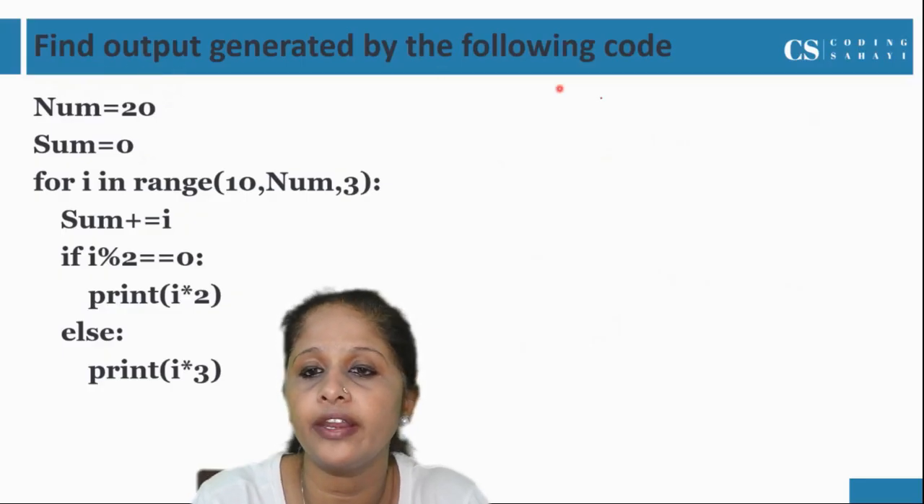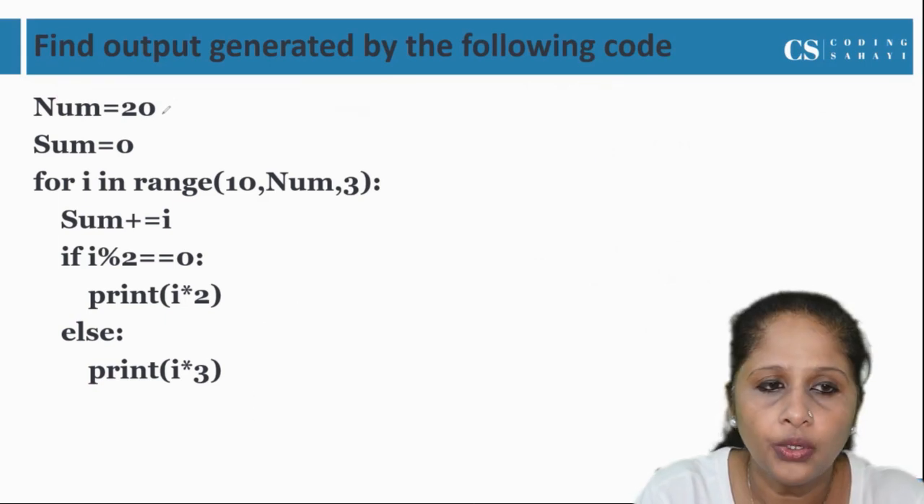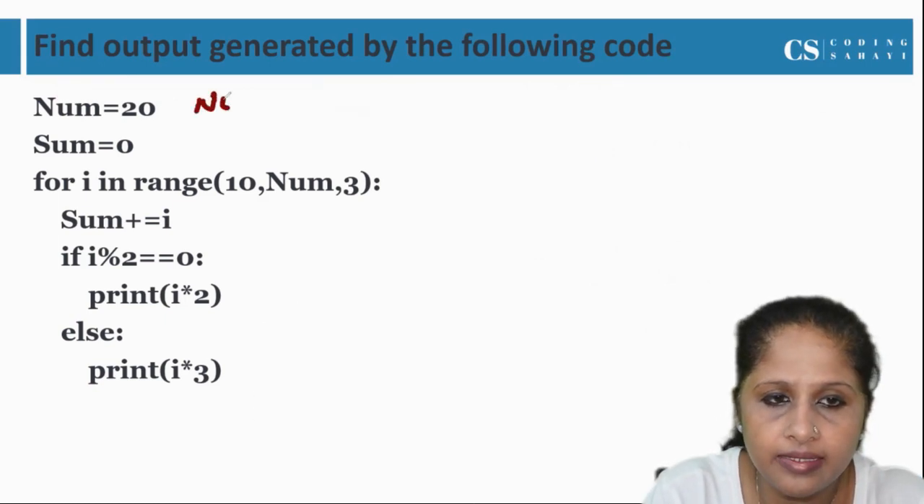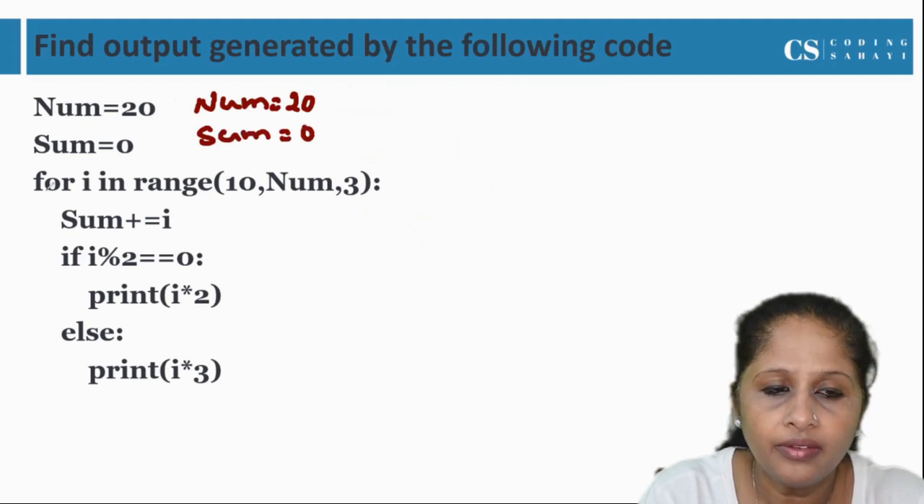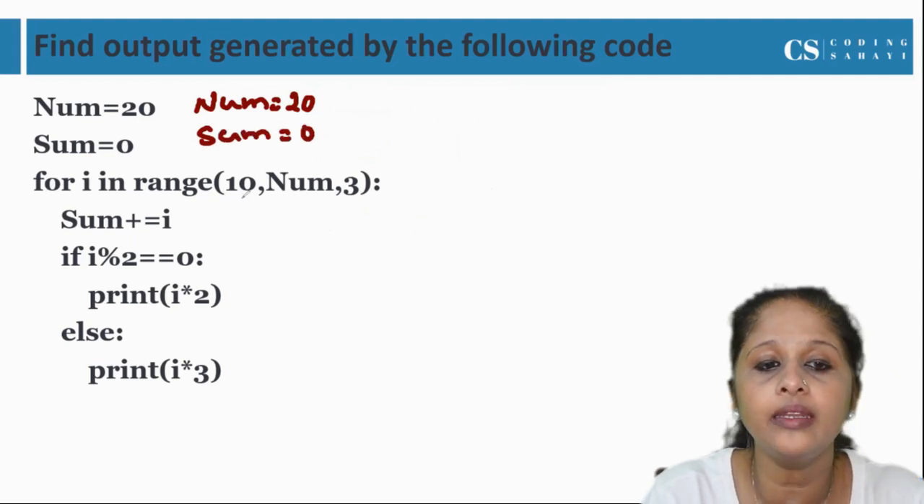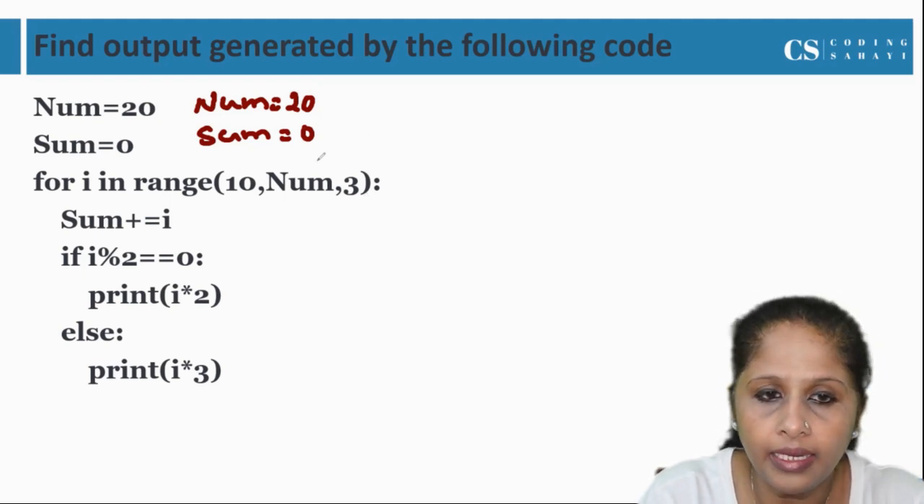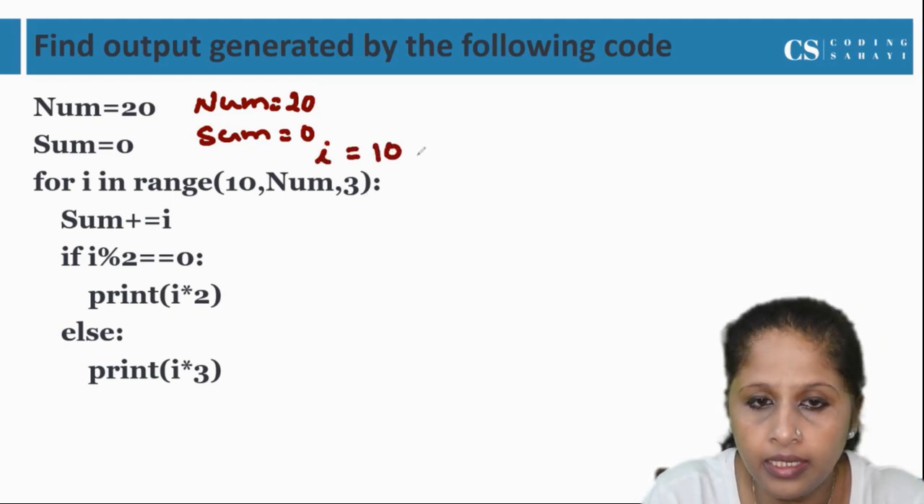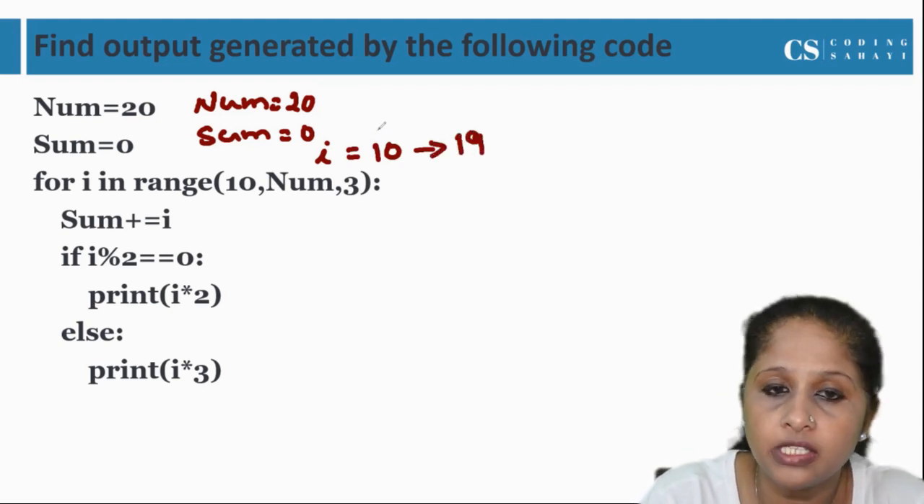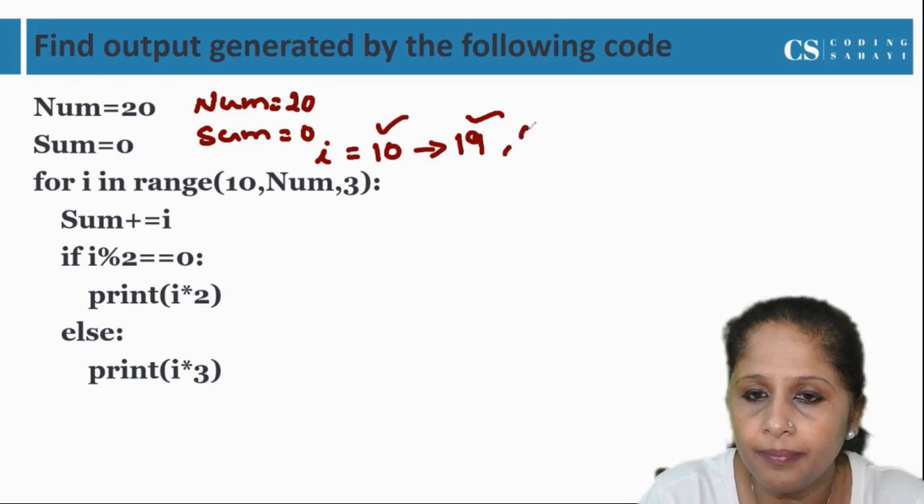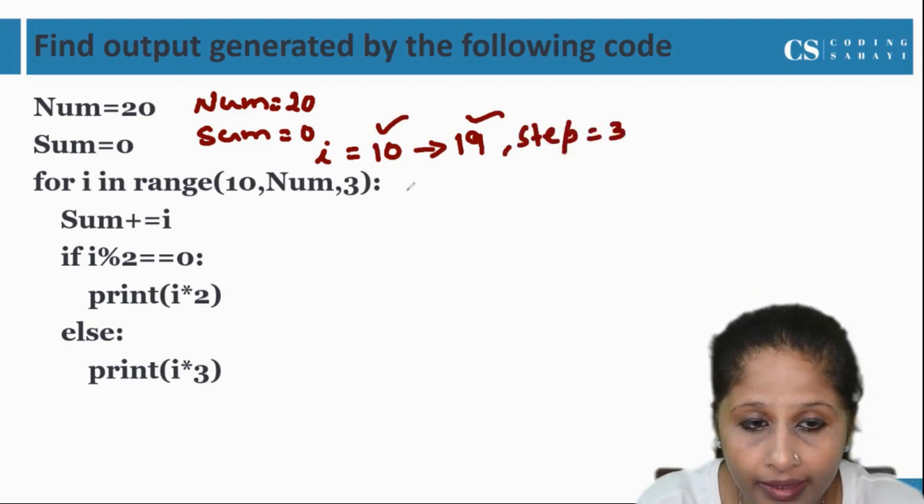Find output generated by the following code. So here it is initialized as num as 20 and sum as 0. Then we have a loop here for i in range(10, num, 3). That means here i executes from 10 till num minus 1, that is till 19 it will be executed. 10 and 19 are included. And we have a step value 3, that is incrementing by 3.